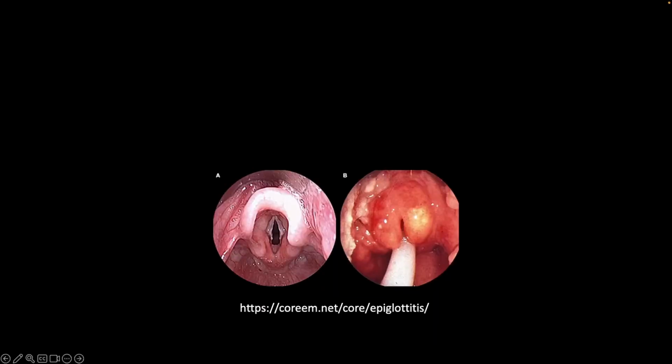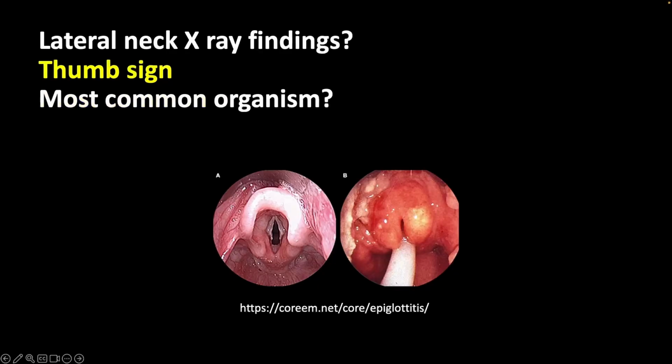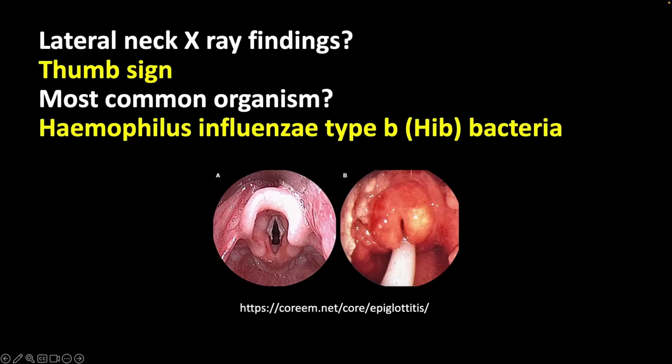What's that called? That's called the thumb sign. And what's the most common organism for this? It's usually H-flu, and this is called epiglottitis. Now let's talk about some rashes.